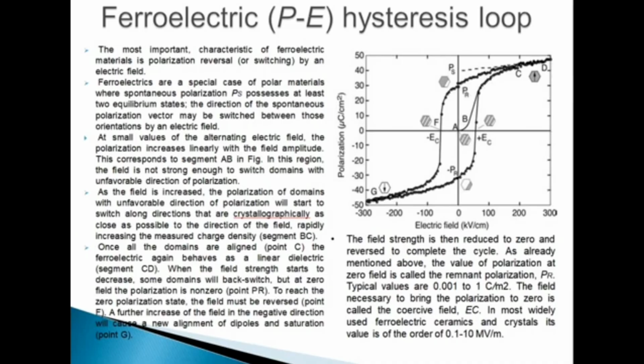The value of the PR lies between 0.001 to 1 C per meter square. The field necessary to bring the polarization to 0 is called the coercive electric field, that is EC, that will shift the PR to 0 at point F. The value of this coercive electric field is approximately equal to 0.1 to 10 MV per meter.